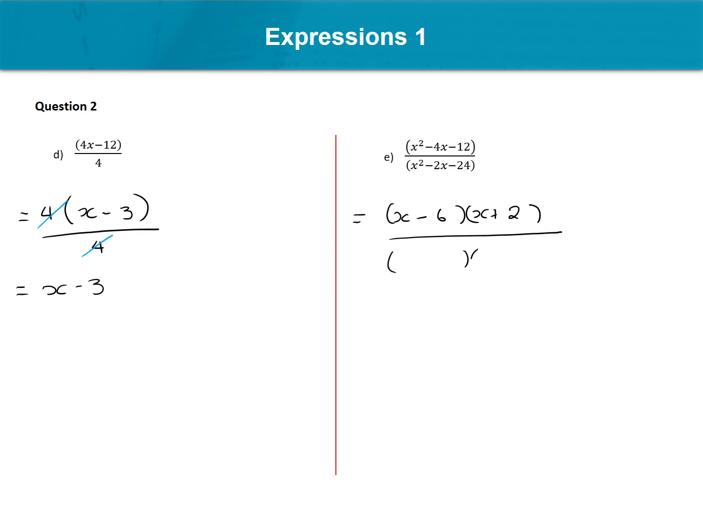Then we have another quadratic equation. So we have x and x. Also two negatives, so we're going to have a negative and a positive. And what two factors of 24 are going to, when added or subtracted, give us negative 2? That would be 6 and 4. So we have minus 6 and plus 4. So we can cancel our x minus 6 and x minus 6. And you're left with x plus 2 all over x plus 4.